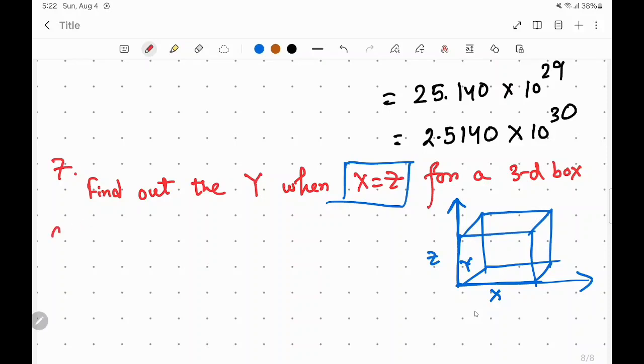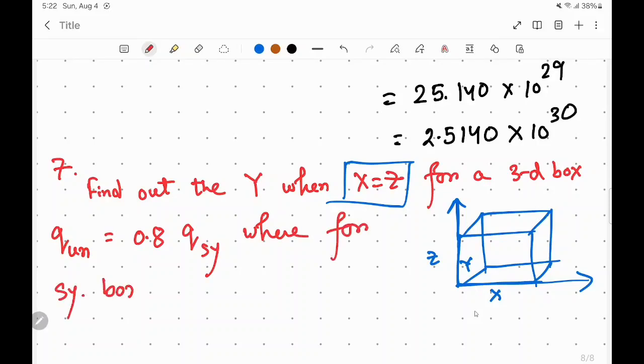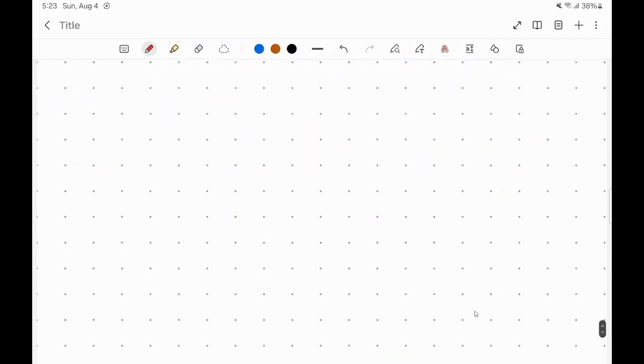Given that q unsymmetrical equals 0.8 q symmetrical, where for the symmetrical box the edge is 2 root z. Clear? Yes. So we have to calculate it.